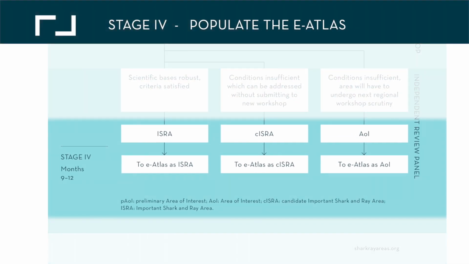Stage 4 is the publication of area information on the e-Atlas. During this stage, ISRAs will be published in an e-Atlas, making the geospatial data and information on the area publicly available. Areas that did not qualify as ISRAs, such as candidate ISRAs and areas of interest, will also be made available in the e-Atlas for public consultation.